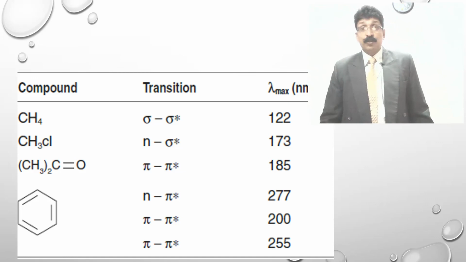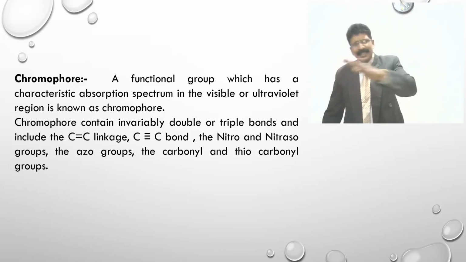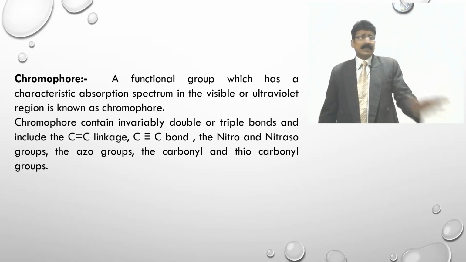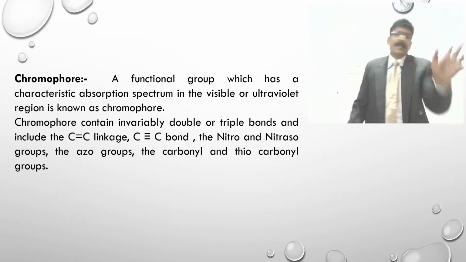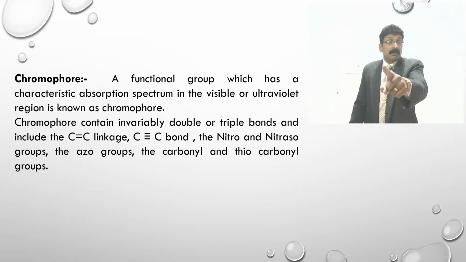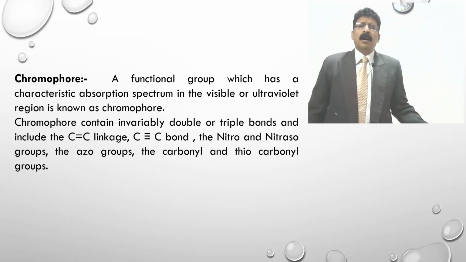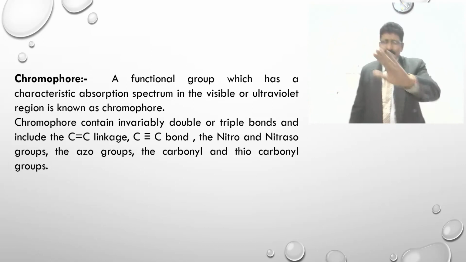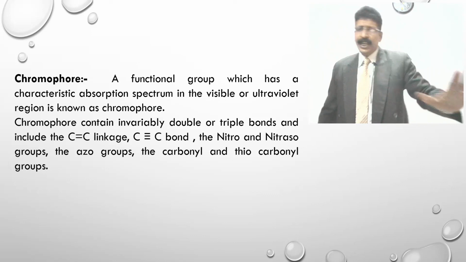Now we have discussed the same thing. What do you mean by chromophore? These are terms you should know. A chromophore is any structure that has a double bond, a conjugated double bond, or a molecule which can absorb light. What is a chromophore? A functional group which has a characteristic absorption spectrum in the visible or ultraviolet region is known as a chromophore. A compound which has a structure with the ability to absorb UV or visible radiation is called a chromophore.